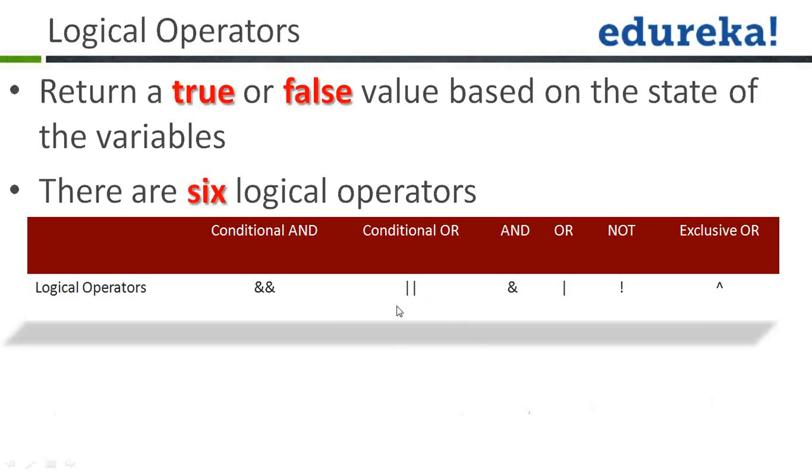That is, you put one condition, you put the second condition. If the first condition is true and the second condition is true, then if you do conditional AND between them, you'll receive a result true. If the first condition is false, second is true, it will give you a false result. First is true, second is false, it will give you a false result, and if both the conditions are false, it will give you a false result.